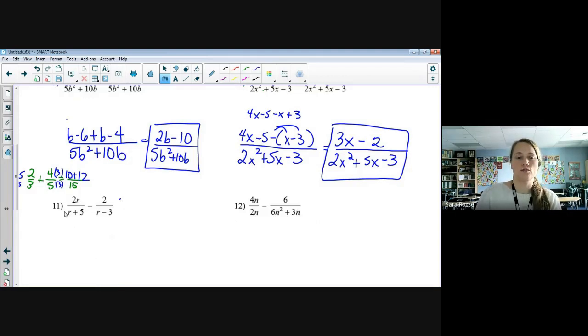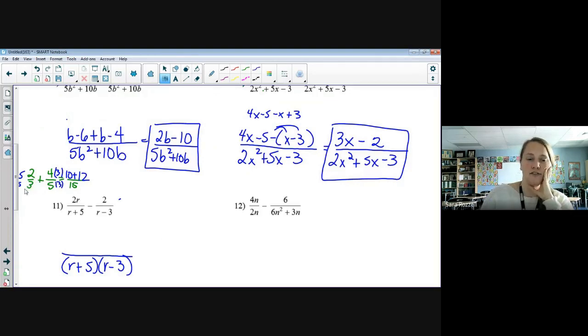Okay. So do r plus 5 and r minus 3 have any factors in common? Like, could I split those up into factors in any way? No, that's as far as you can go if you're factoring a polynomial. So since they don't have anything in common, our denominator is just going to be the two of them smushed together. And by smush, I mean multiply. So just like this, 3 and 5 didn't have any commonality, so 15 was our denominator. We got it by multiplying. These didn't have anything in common, so our denominator is just going to be their product.